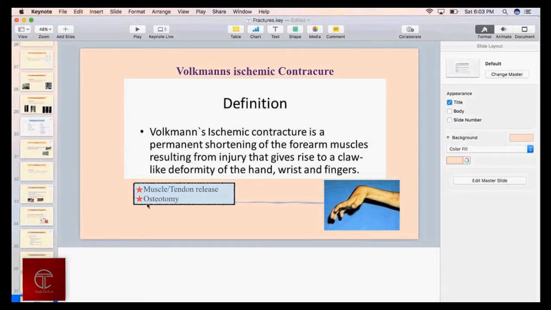And another modality is osteotomy. You reduce the length of the radius and reduce the length of the ulna, and you fix it. So when you reduce the length of these two bones, the effective length of the muscle or tendon will be increased. So that is the osteotomy and shortening of the bone, and muscle and tendon release. So these are the two basic principles of treatment of VIC or Volkmann ischemic contracture.